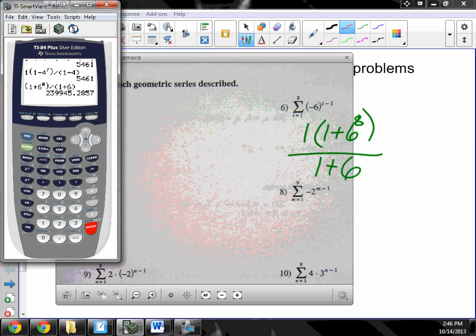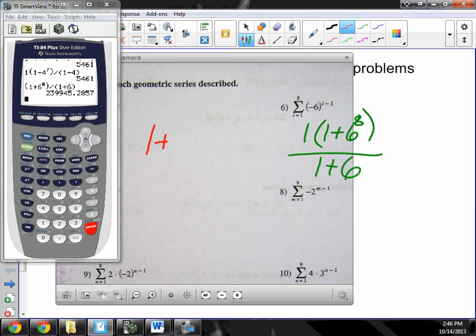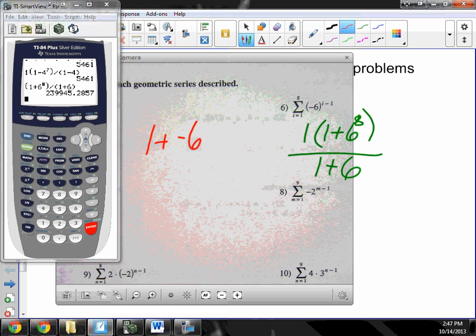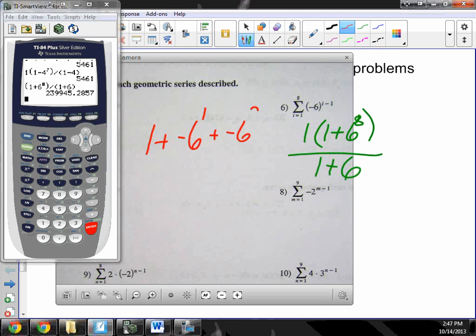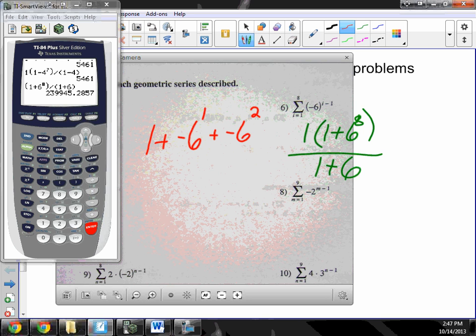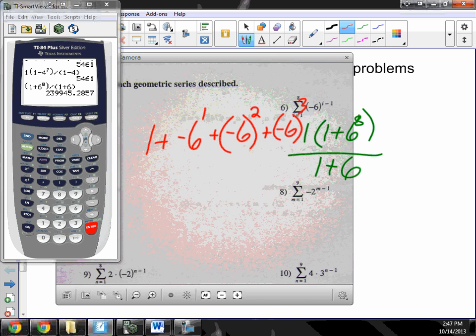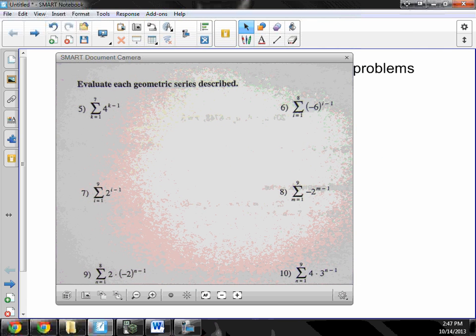So let's look at term 1. It's going to be 1 plus, so here we're going to get negative 6 to the first plus negative 6 squared plus negative 6 to the third. Was yours a whole number, Josh? Oh, that's the problem. Okay. I know what I did wrong.